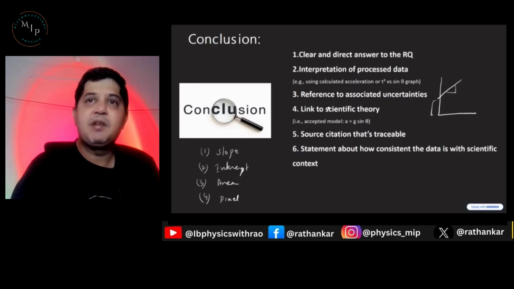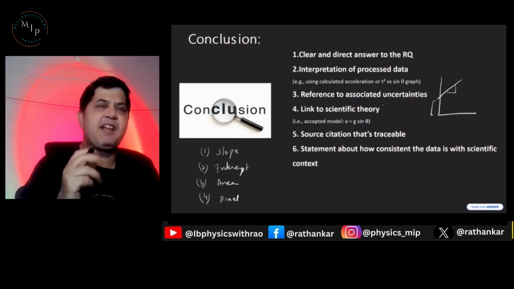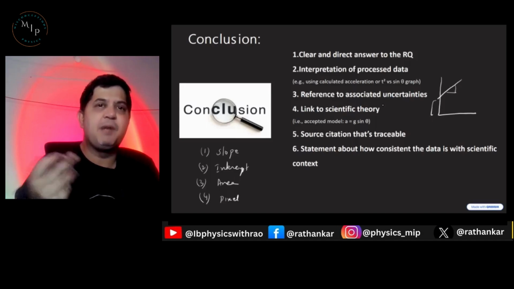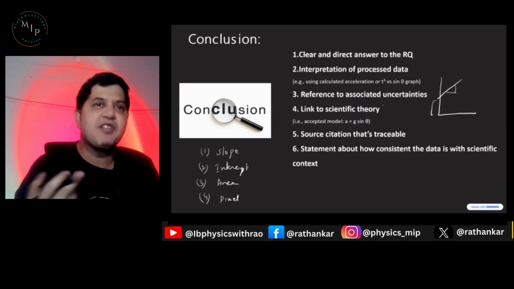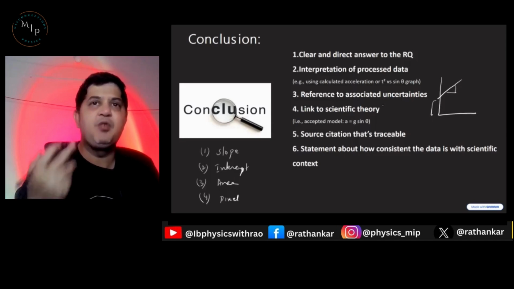And then reference to associated uncertainties. Why do you get a larger uncertainty somewhere? Why do you get a smaller uncertainty somewhere? Is there a propagation of uncertainty coming into it, right? So you need to look into all these things. Link to scientific theory.